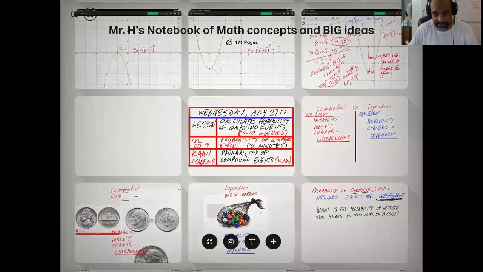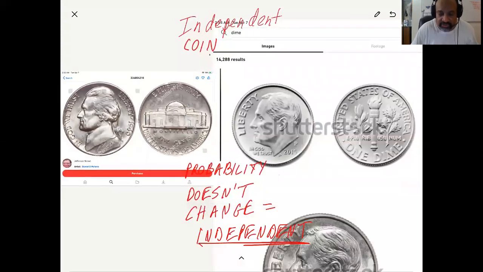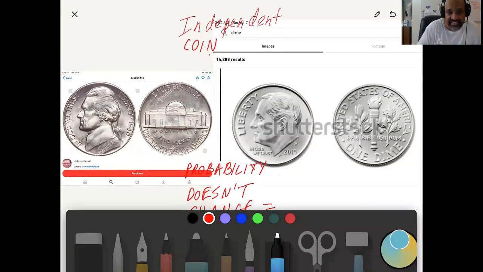Okay, let me give you an example. Here I have two coins. I have a nickel, it has a heads and a tails, and then I have a dime. It also has a heads and a tail. Now, if I were to flip this coin, I would have a 50% chance of getting heads, right? Because there's two possibilities and one of them is heads. Now, if I get my dime and I flip that, I also have a 50% chance of getting heads on that flip of the dime.